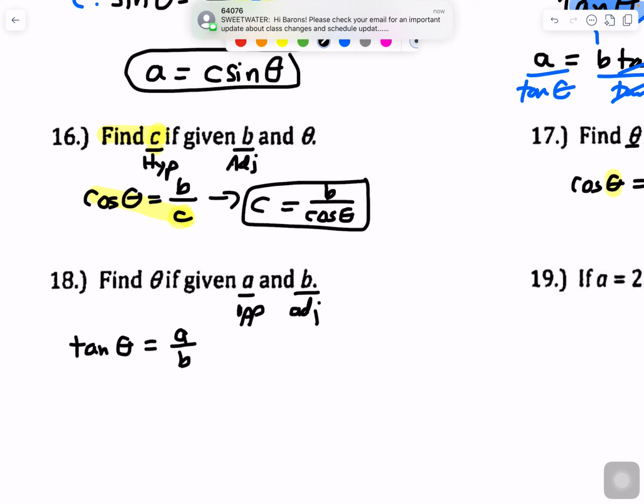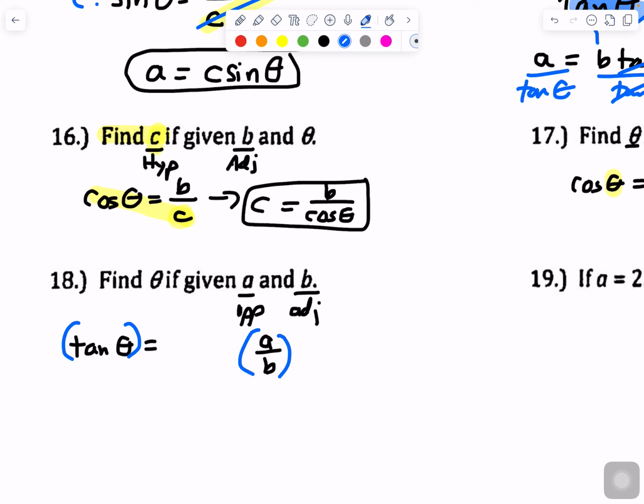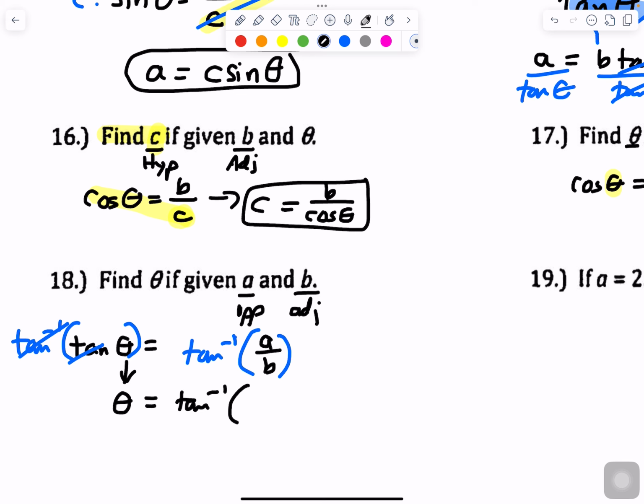Well, how did we do this just last time? We're going to spread this out just a little bit, and we're going to take the arc tangent this time. We did arc cosine last time because we were trying to get rid of cosine. Now we're trying to get rid of tangent. So we're going to take the arc tangent of both sides. Arc tangent cancels with the tangent, leaving you with angle theta equals the arc tangent of the opposite side A over the adjacent side B.